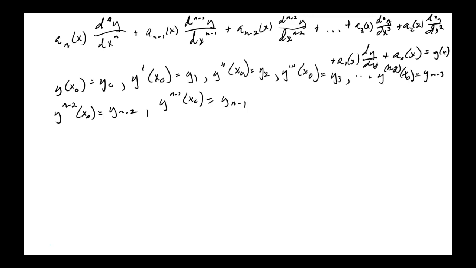That the interval has to contain this x sub 0, where we're doing our initial value, and it satisfies the differential equation and the n initial conditions. There's n initial conditions for the n derivatives that you have. However, notice those conditions, the initial conditions, they only go to the n minus first derivative.